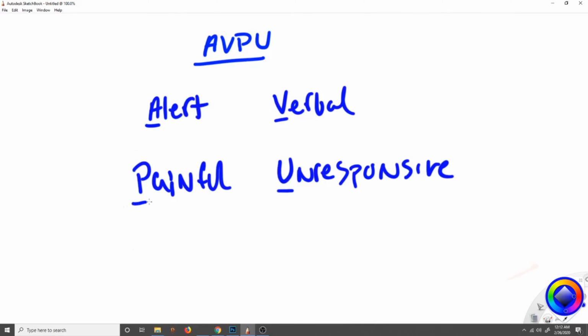Painful stimuli, only when you give them a painful stimulus do they respond to you. And then U for unresponsive, for absolutely none of that works, and they are just completely unresponsive.